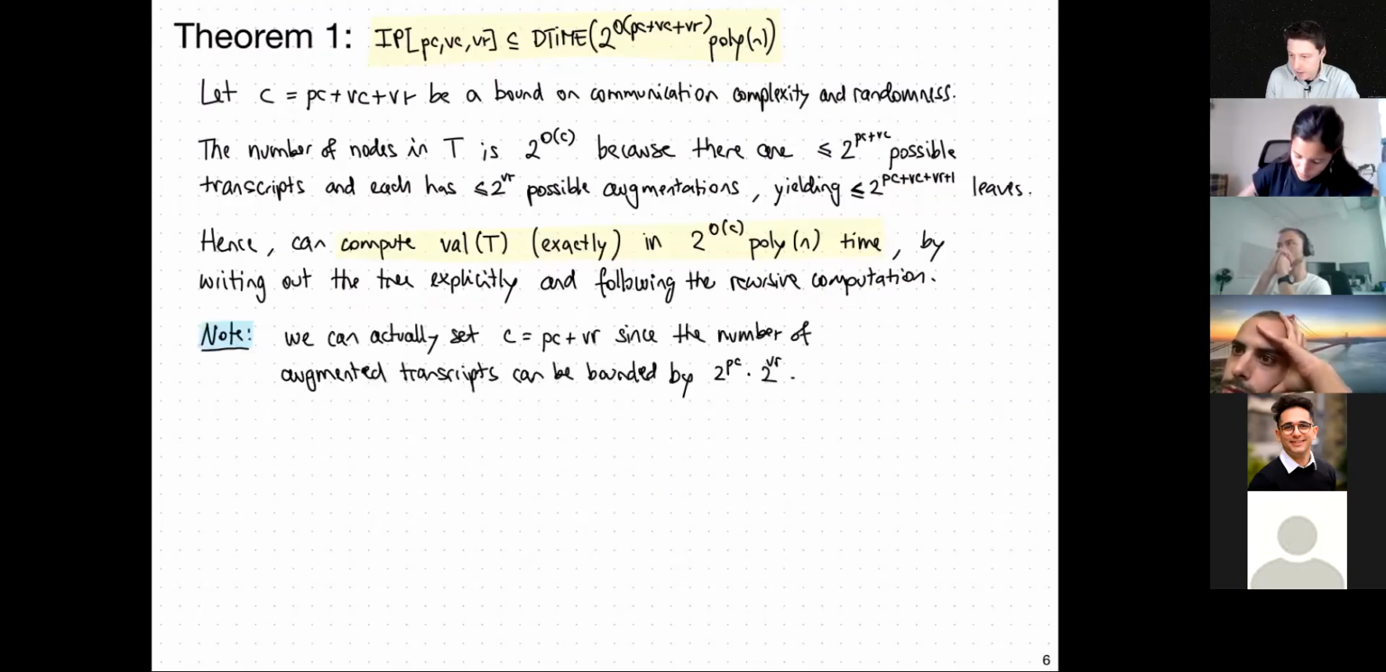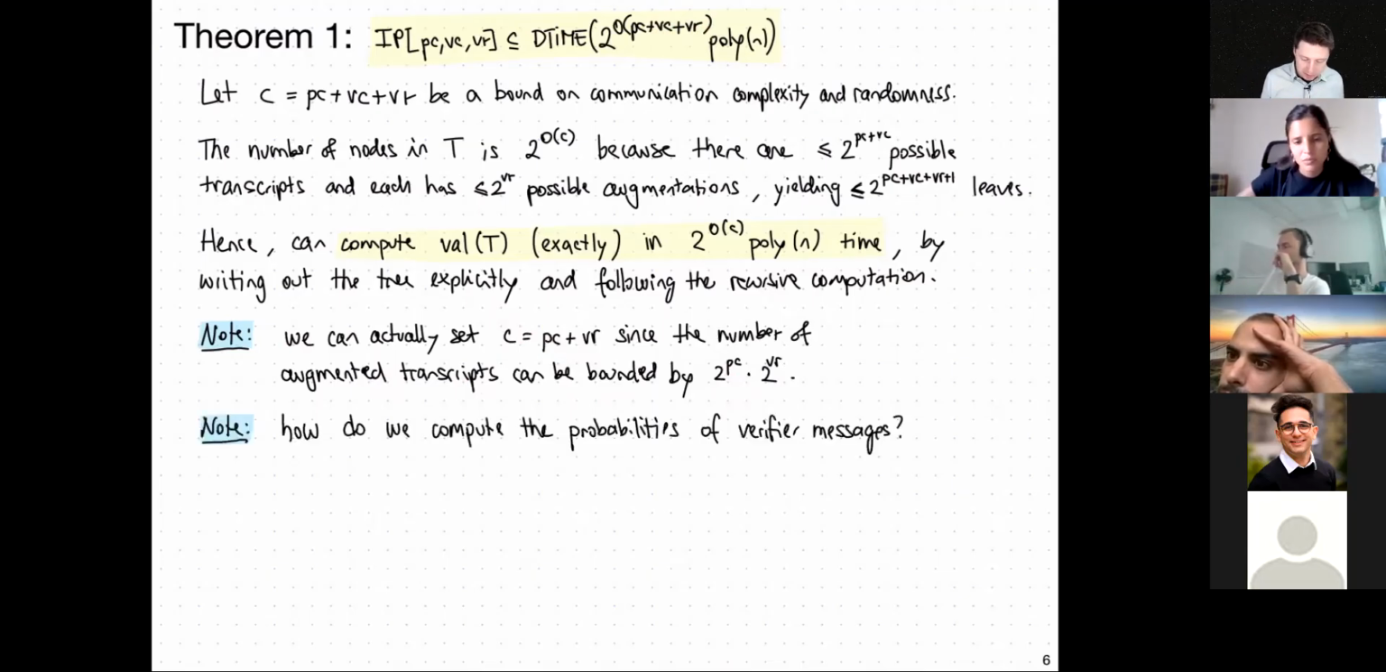This note addresses Gregor's question that, in fact, we can put a slightly more precise upper bound. It doesn't really matter what the verifier sends, just the fact that we have a bound on the verifier's randomness, which limits the fan out of verifier messages. So really, we can set C to be PC plus VR. So the number of augmented transcripts is at most 2 to the PC times 2 to the VR. It's more like a small technical note.